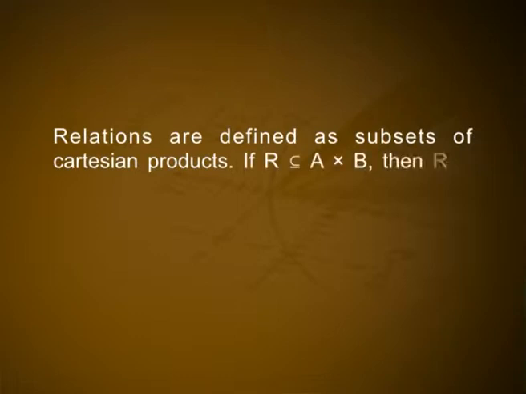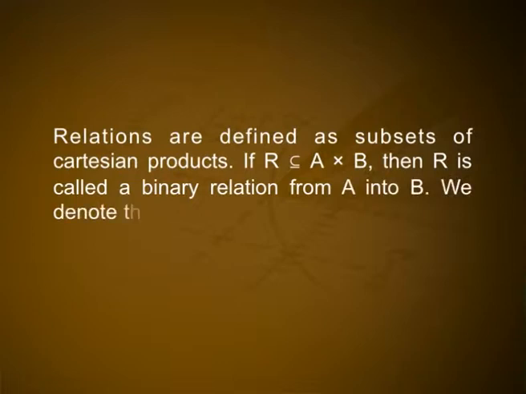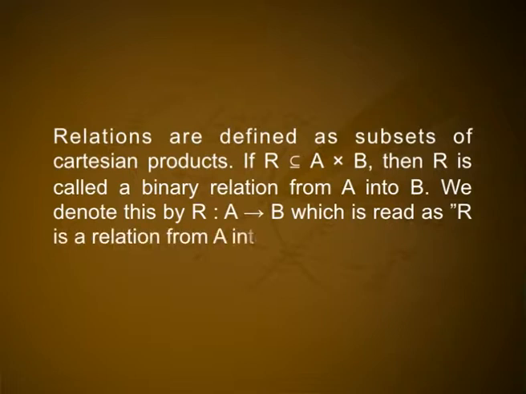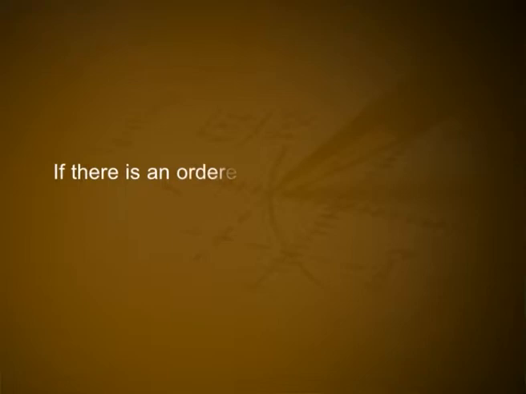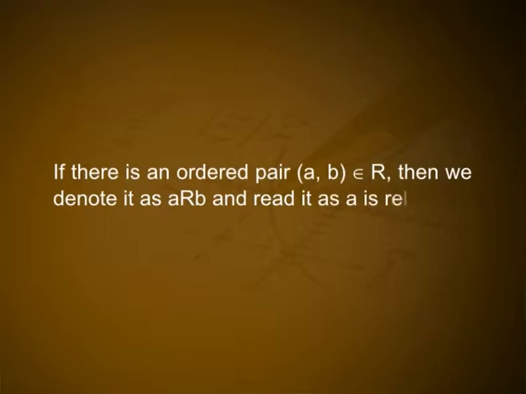Relations are defined as subsets of Cartesian products. If R is a subset of A cross B, then R is called a binary relation from A into B. We denote this by R from A to B, which is read as R is a relation from A into B. Note, the sets A and B are called respectively the domain and codomain of the relation R. If there is an ordered pair (a, b) belonging to R, then we denote it as aRb and read it as a is related to b under the relation R.